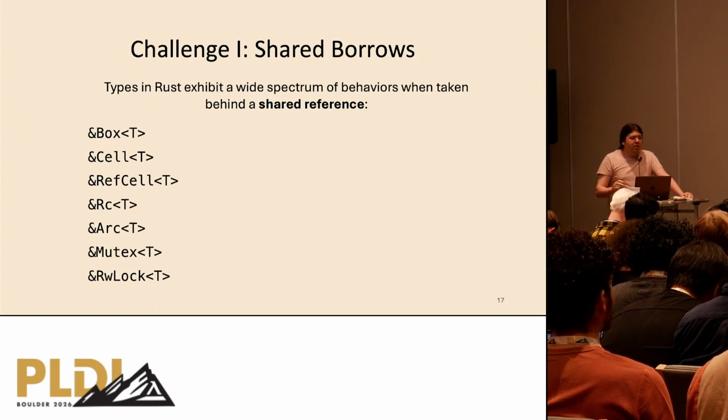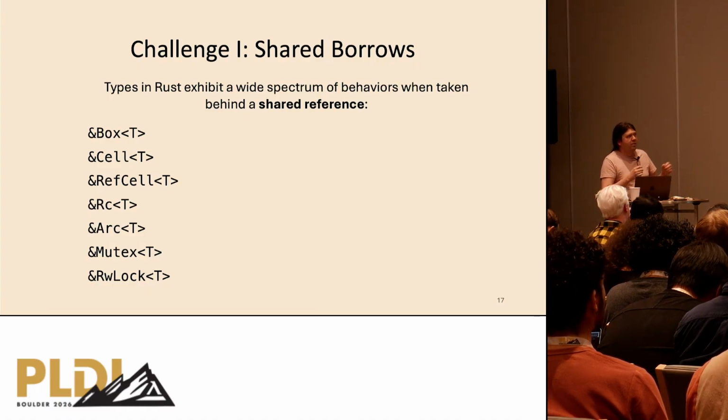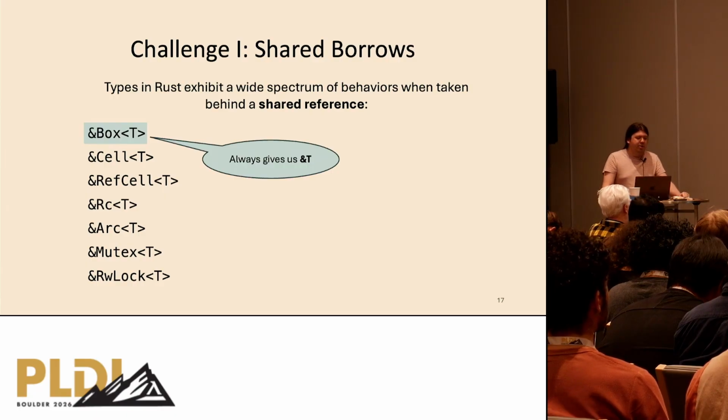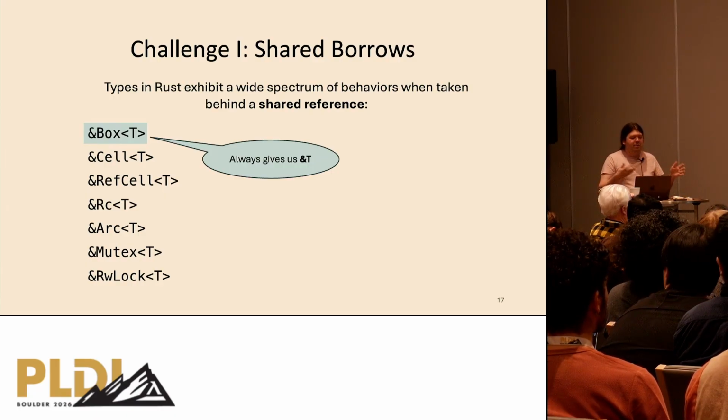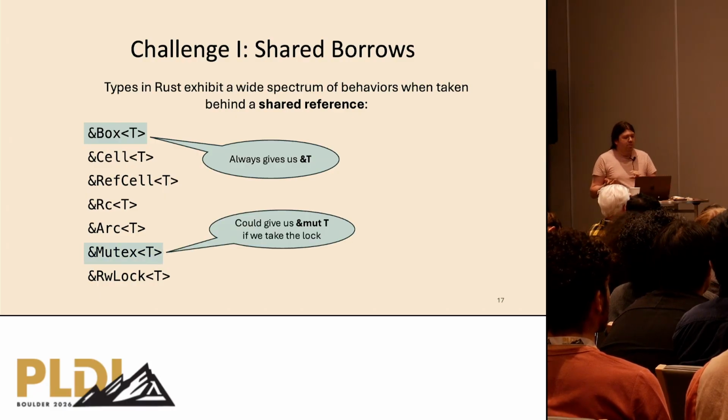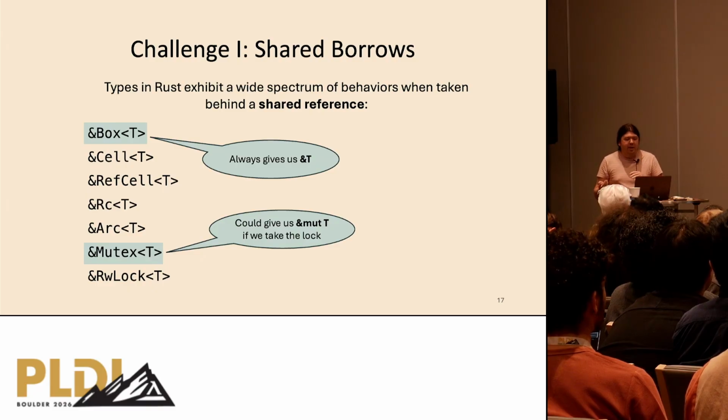So types in Rust exhibit a wide spectrum of behaviors when they're taken behind a shared reference. So again, I'm going to contextualize this within Rust before talking about Verus. So for example, if you take a shared reference to a box, this will always give you a shared reference to the underlying data. But if you have a shared reference to a mutex, this could give you a mutable reference to the data if you were to take the lock.